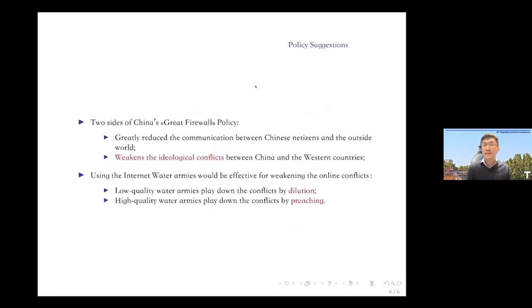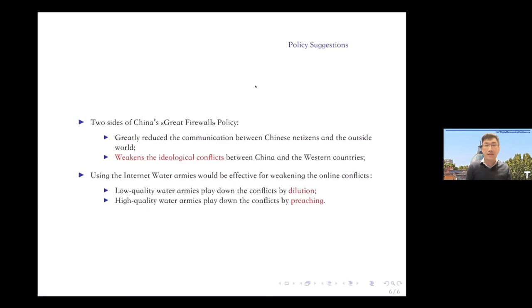So the last thing is related to the policy suggestions. We have two things to say. The first is related to China's Great Firewall policy that has been criticized for a long time by many people, saying that this policy basically deters people living in mainland China from freely browsing foreign websites. And actually, we find that the effect of the policy is two-sided, because on the other hand, it also can drastically weaken the ideological conflict between China and Western countries, like the US.